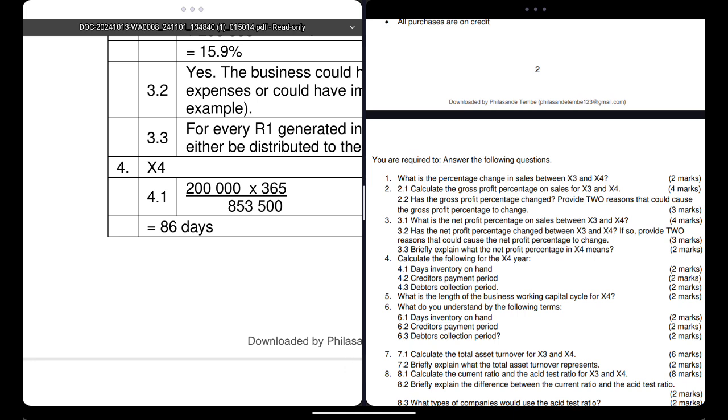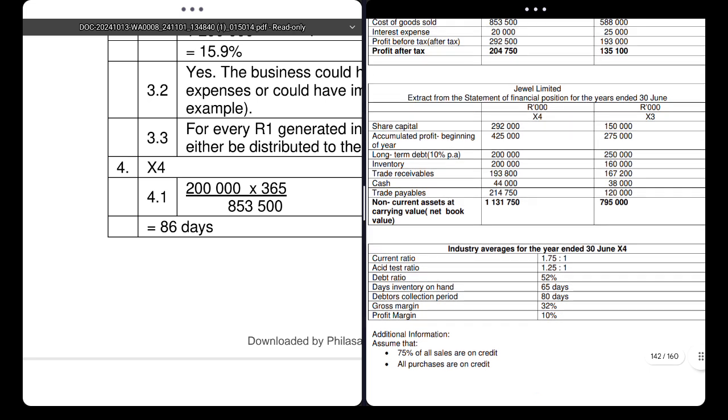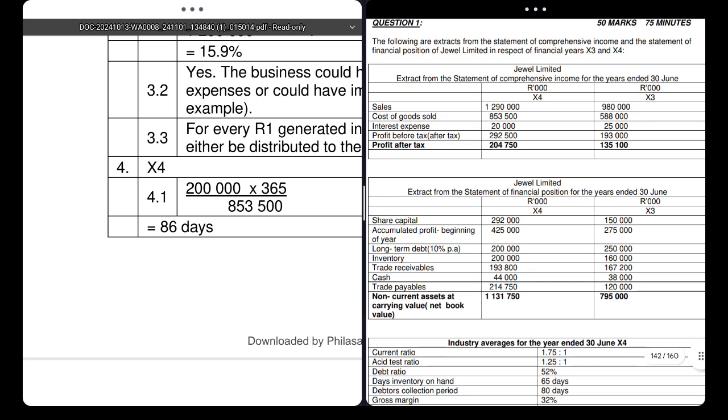Days inventory on hand. Now I'll give you a tip. Whenever you see period or hand, it's times 365. Days inventory on hand is your inventory over cost of sales times 365. So inventory over cost of sales for the year 2024. So inventory is 200,000 over cost of sales 853,500 times 365. Times 365, you can put it there or there, and it doesn't make a difference.